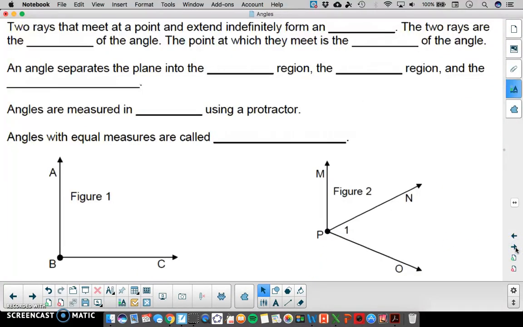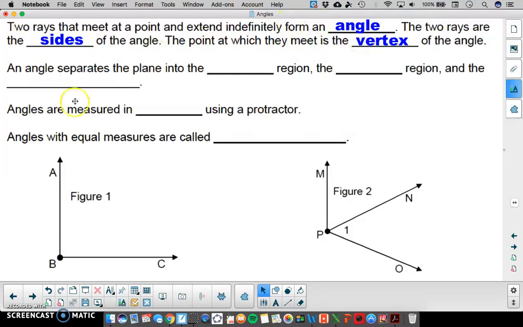Now that we know what a ray is, we can start to construct angles. Two rays that meet at a point and extend infinitely form an angle. So we have the two rays here that share that endpoint, and they form that angle as the space between. The two rays are the sides of the angle, and the point at which they meet is the vertex of the angle.